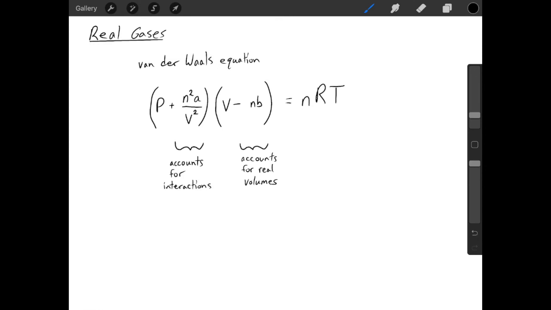gas you're working with. So you can find an A and a B value for methane, and a different A and B value for carbon dioxide, for example. And once you have the A and B values for a gas, using the equation is about as straightforward as using the ideal gas equation.